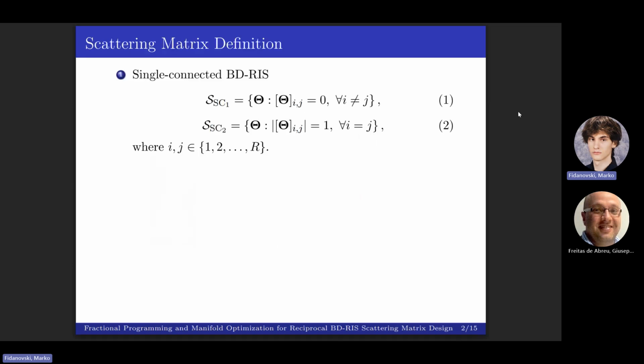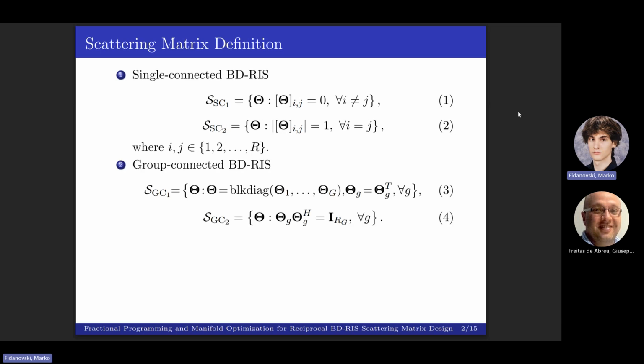So just as a reminder, we can define the scattering matrix that we will be talking about. So we consider the single connected BD-RIS, which has the following constraints: the reciprocal, which is the symmetry constraint, and then we have the unitary constraint seen in equation 2, and the symmetry constraint seen in equation 1. So this is the very simplified case where the symmetry constraint is naturally enforced due to the way the single connected BD-RIS is constructed. This is the simplest case, and this is also just known as a simple diagonal RIS.